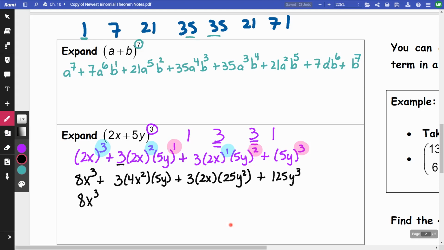So let me clean it up. So 8x to the third plus, and again here, 3 times 4 is 12, times 5 is 60, x squared y. Over here I have a 3. Well, here, let me do this. 2 times 25 is 50. 50 times 3 is 150, x y squared, plus 125y cubed. That is our answer.